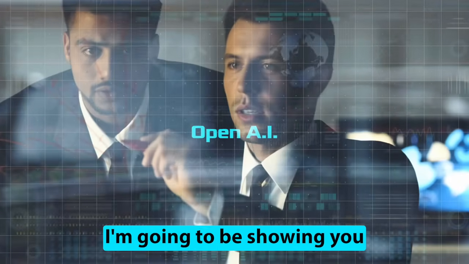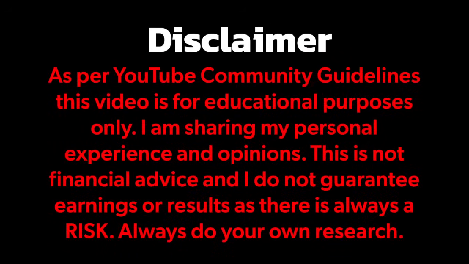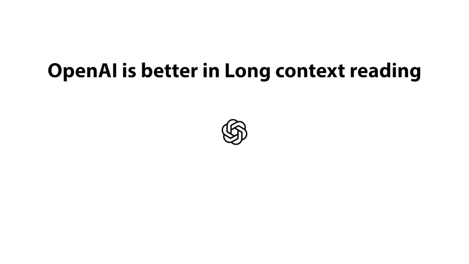And in today's video, I'm going to be showing you those improvements, putting them to the test so that you know how you can potentially get more out of your ChatGPT, especially if you're not ready to switch over to another AI tool as of yet. So I'm going to go through around 4 or 5 different use cases. We're going to start off with one of the first ones, which is the fact that OpenAI is better when it comes to long context reading.